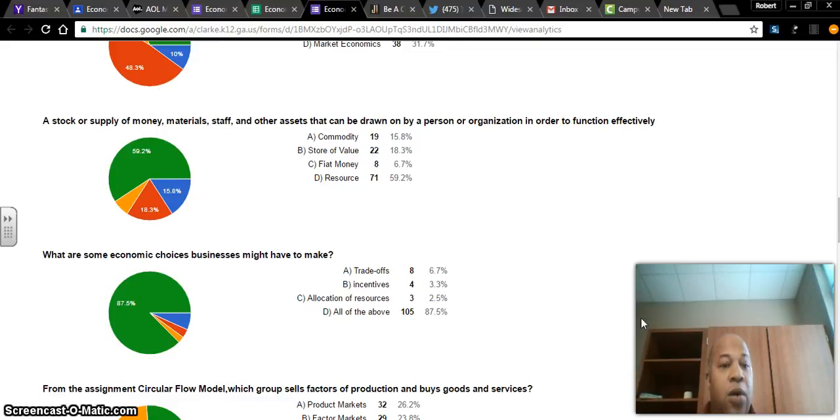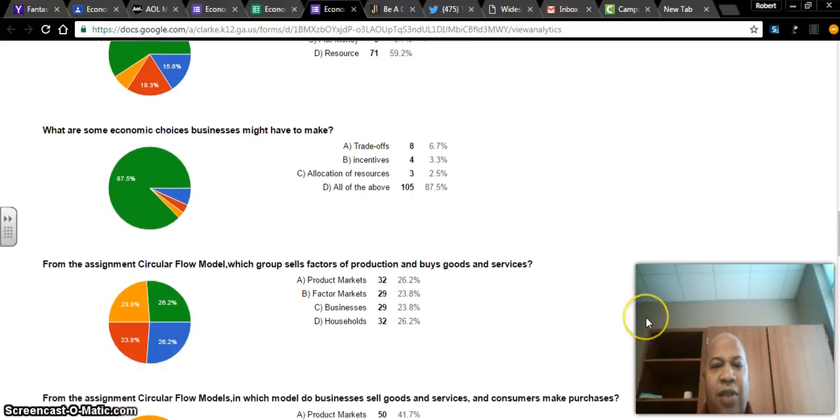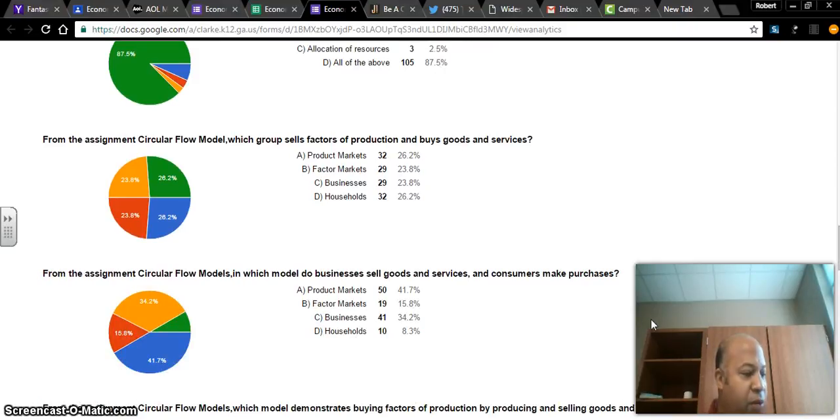No, come on. What are some economic choices businesses might make to have? If you see all of the above and there's only one of them, please choose all the above. Okay. Here we go. This one's a tricky one, and I can understand that.